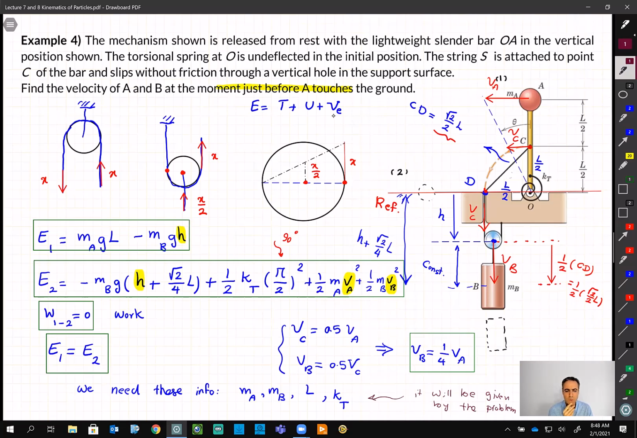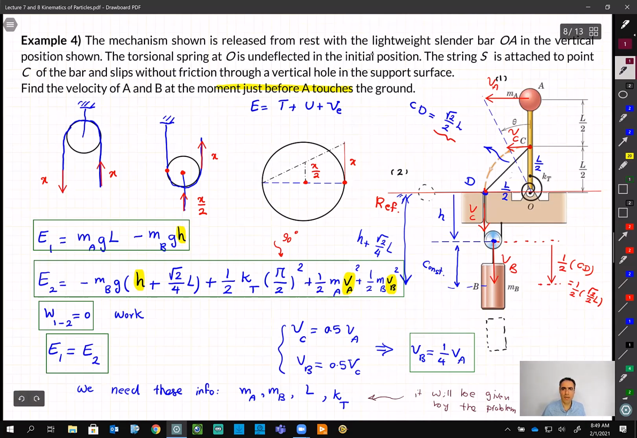Okay, so try to review this question again. It's one important question. If you understand how to solve it, it has everything. It has a spring, it has a pulley, rotating motion and linear motion, then you should be okay for the energy method.